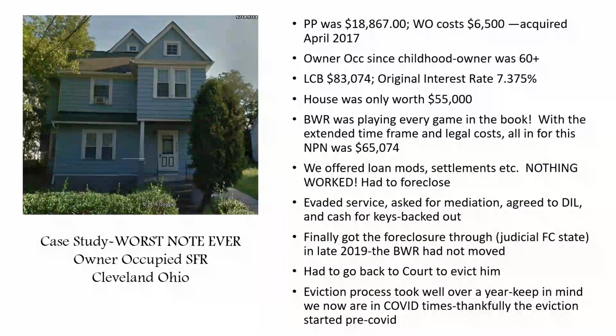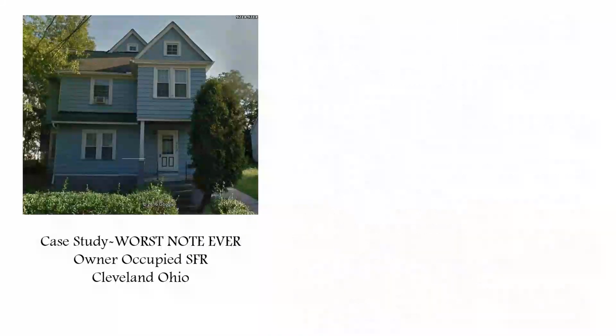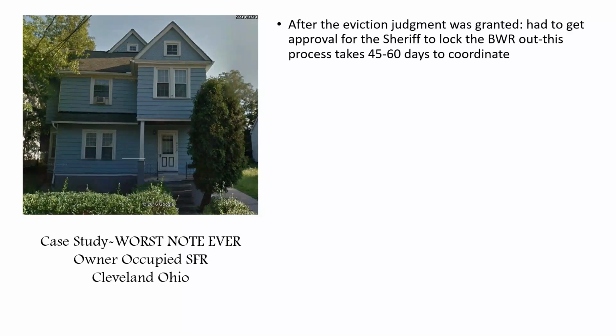The eviction process took well over a year. Now, keep in mind, we are just starting into COVID times. Thankfully, we started the eviction pre-COVID because we might still be there. After the eviction, we finally got the judgment granted. We had to get approval from the sheriff to lock out the borrower. That process takes 45 to 60 days to coordinate.